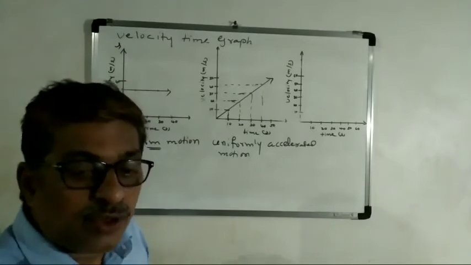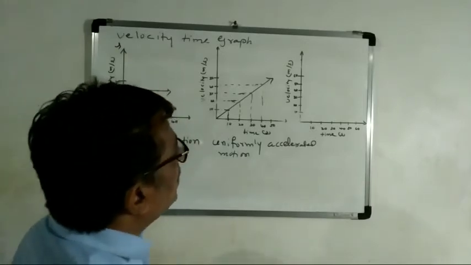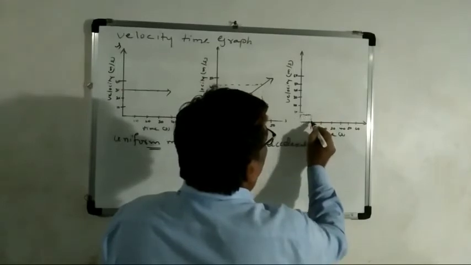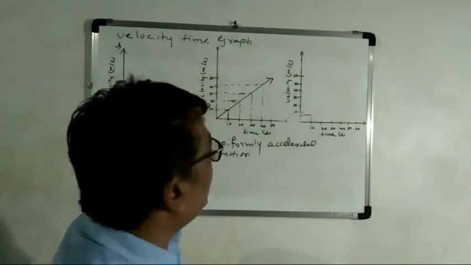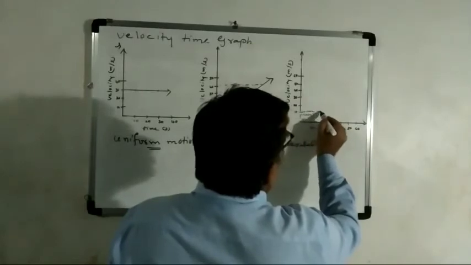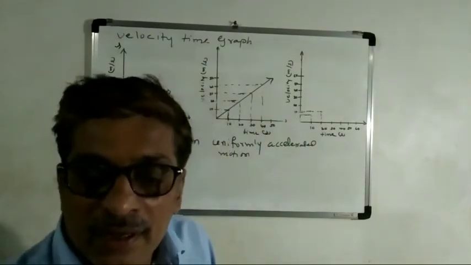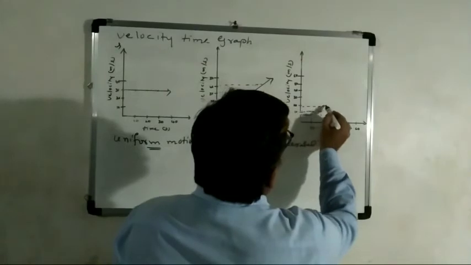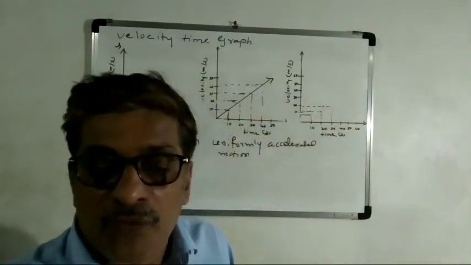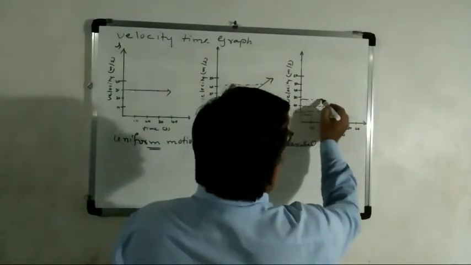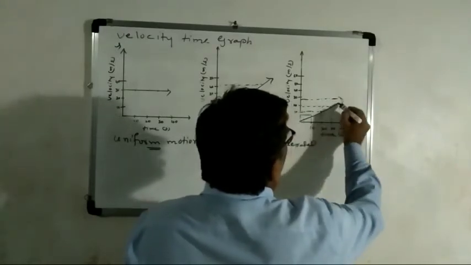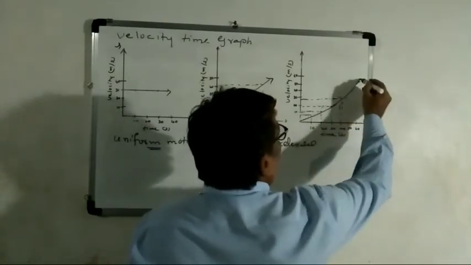Okay. Now the third one. In the third one, you see at 10 seconds, only 8 meter. And next, at 20 seconds, 10 meter. Next, at 30 seconds, 12 meters. Next, at 40 seconds, 18 meters. Now if you join these, you will get a curved line.